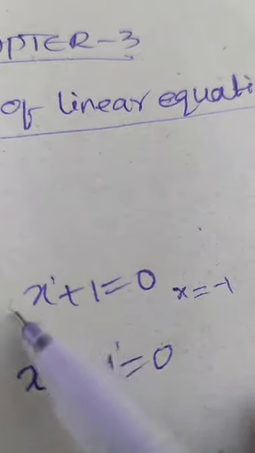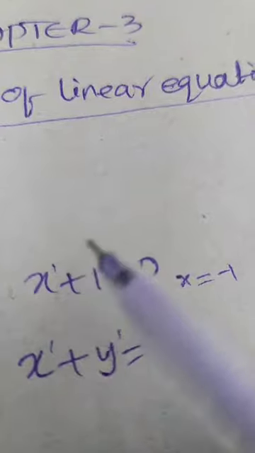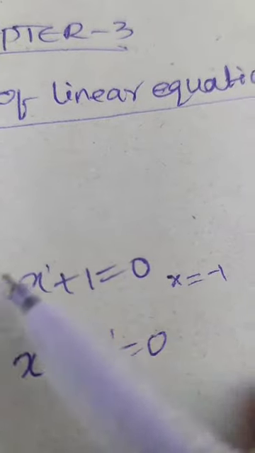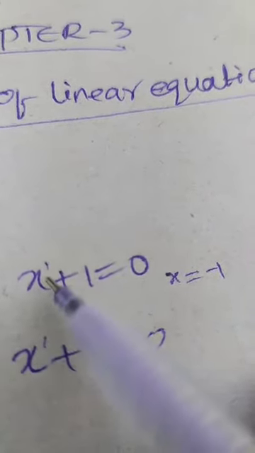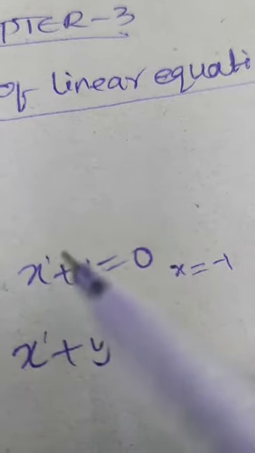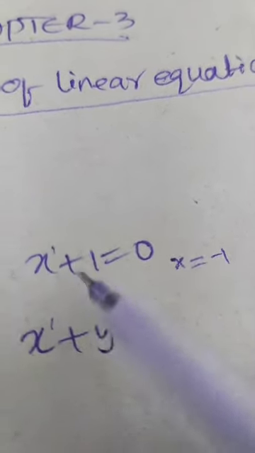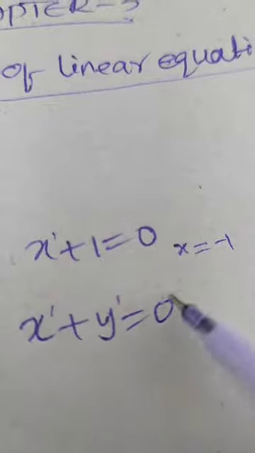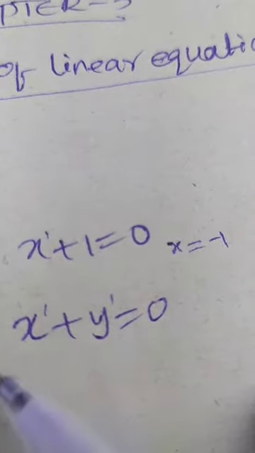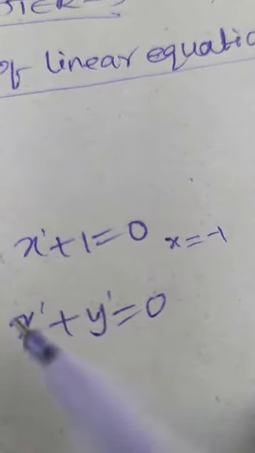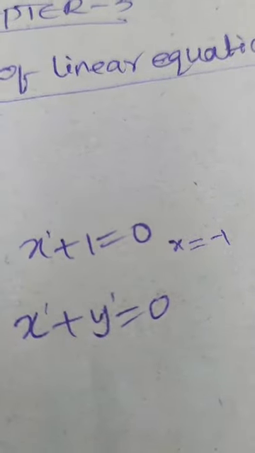So if one variable exists and its power is 1, then it is called a linear equation in one variable. One variable, and it is a linear equation when the power is 1. And see this equation, this is also a linear equation but in two variables. Why? Because here x is a variable, y is a variable, and their powers are 1 and 1.